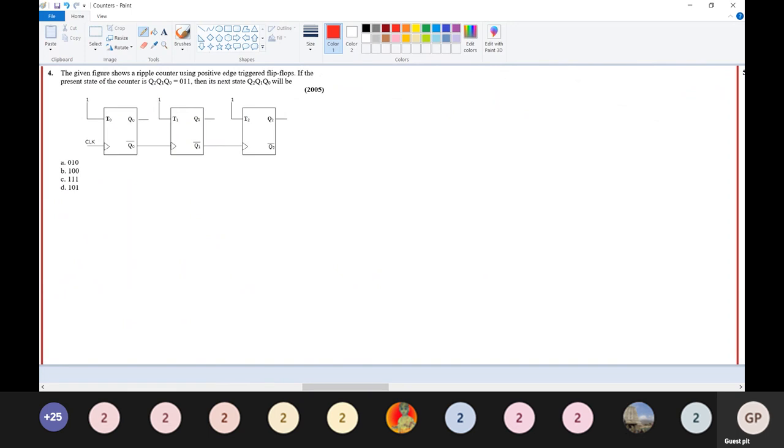So the given figure shows a ripple counter using positive edge triggered flip flops. If the present state of the counter Q2, Q1, and Q0 is equal to 0, 1, 1, then what is its next state? The given figure is a ripple counter because the clock is only affecting the first flip flop, and for the next flip flop, it is coming from the previous flip flops. And since you don't have a bubble here, it is positive edge triggered.